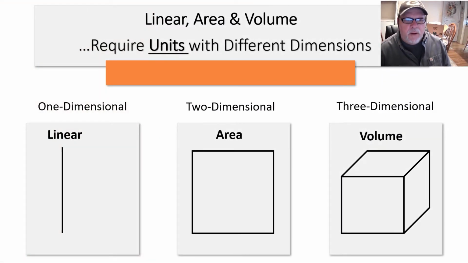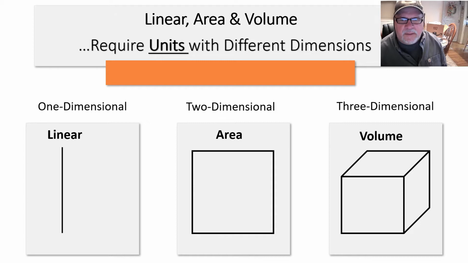Linear, area, and volume. They require units with different dimensions. We know linear, area, and volume are 3 different dimensional units, but they also require units to measure them with different dimensions. We'll discuss that. Here we'll use inches as our unit of measure for an example.